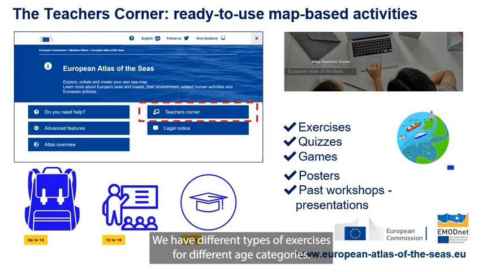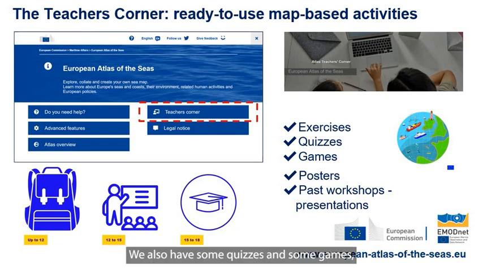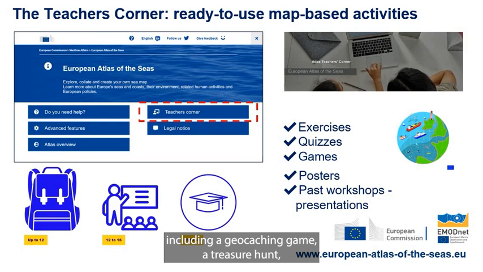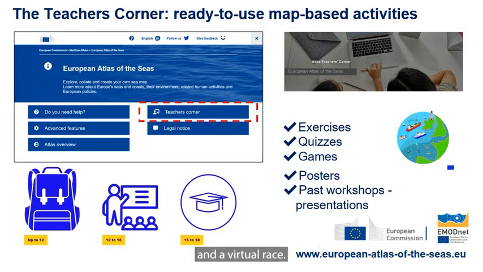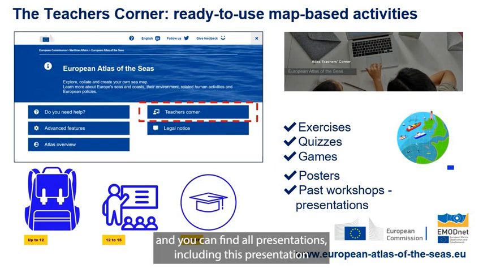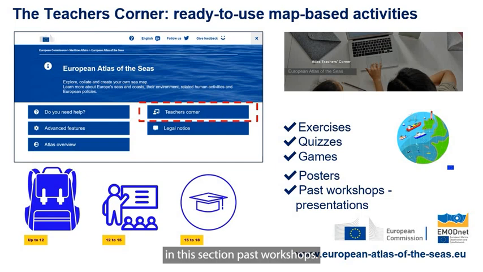We have different types of exercises for different age categories. These exercises are using a map layer and some questions. The students can find the answers to the questions in the map layers. We also have some quizzes and some games, including a geocaching game, a treasure hunt, and a virtual race. We also have a few posters, and you can find all presentations, including this presentation, in the section Past Workshops.